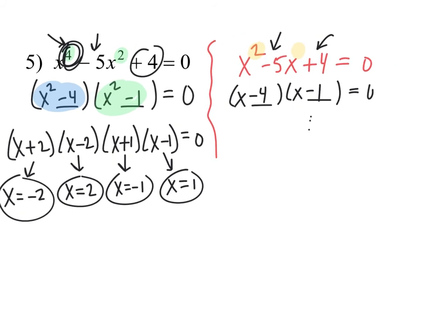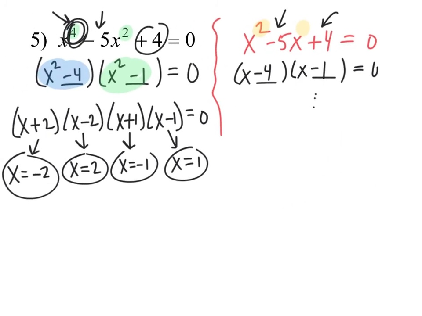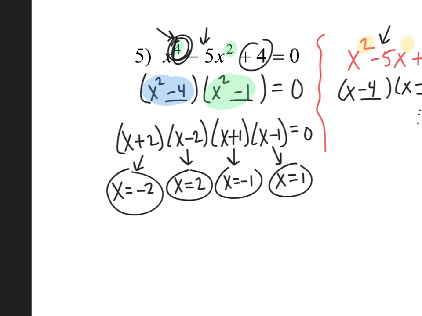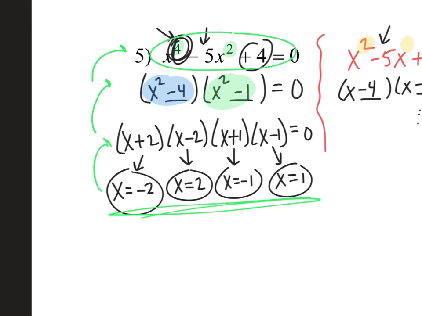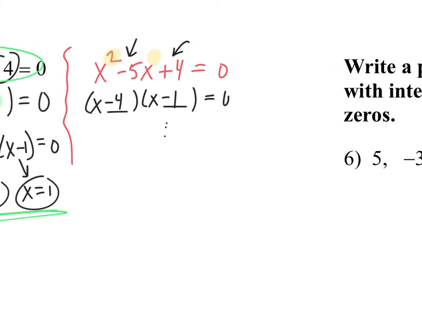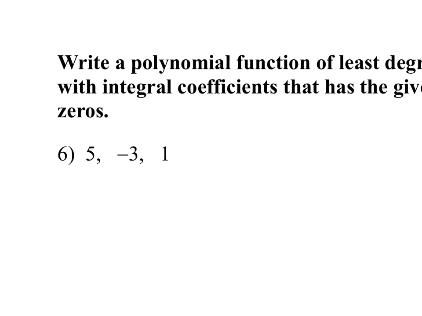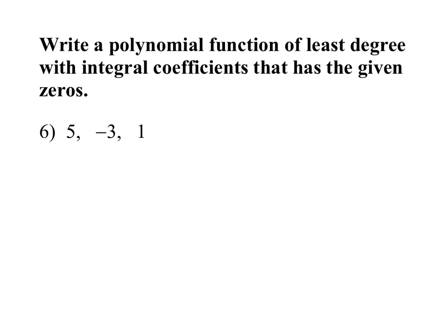Okay, last thing I want to go through: what if I were to give you these answers right here, could you work your way up to come up with the expression that got it? So think about when you get negative 2, you kind of know x plus 2 was a factor, that kind of thing. So let's take a look at one of those. Can we write a polynomial function of least degree, with integral, whole number coefficients, that has the given zeros? Okay, so let's think about that.